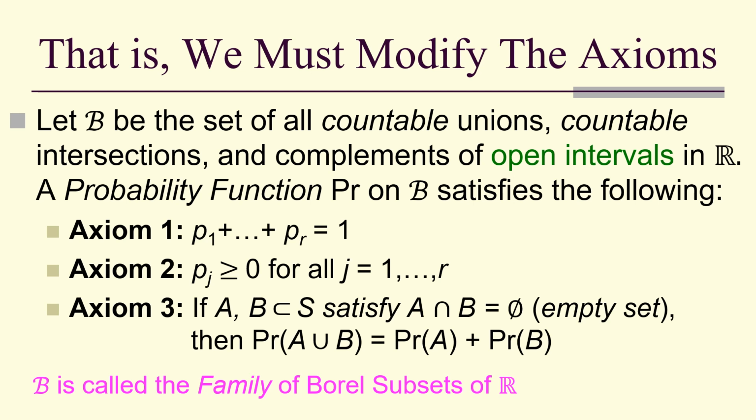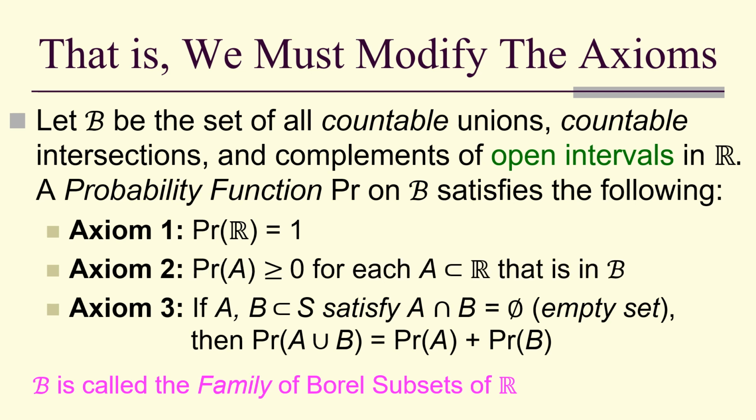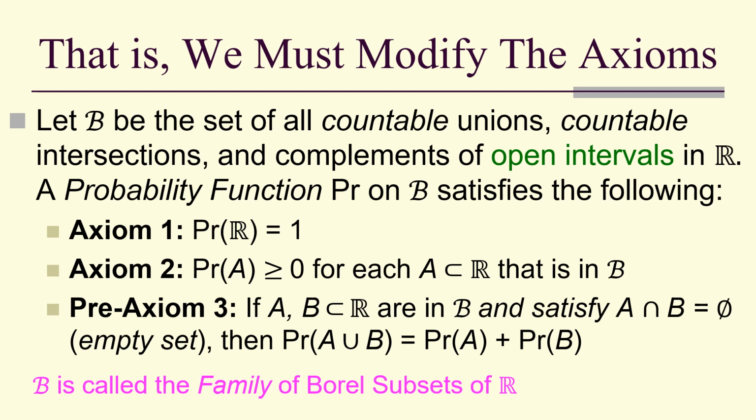And a probability function, P, on the Borel sets satisfies the following. First off, the probability of the real line is 1. The probability of A is non-negative for each Borel set A. And a pre-axiom: if A and B are subsets of R that are Borel sets and are pairwise disjoint, empty intersection, then the probability of their union is the sum of the probabilities.